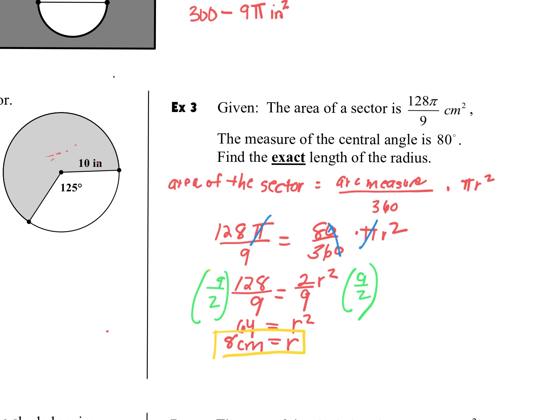Looking at what I have, I was able to cancel out the pi, and then able to simplify the 8 over 36 to 2/9, and multiply both sides by the reciprocal. That's going to give me 64 equals r squared. I'm then going to be able to square root both sides to get 8 centimeters.